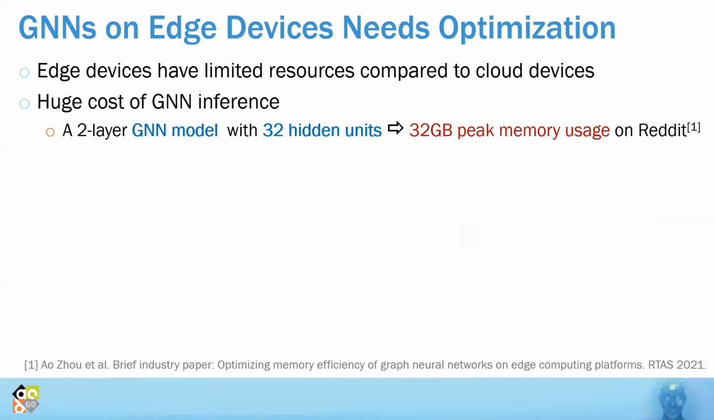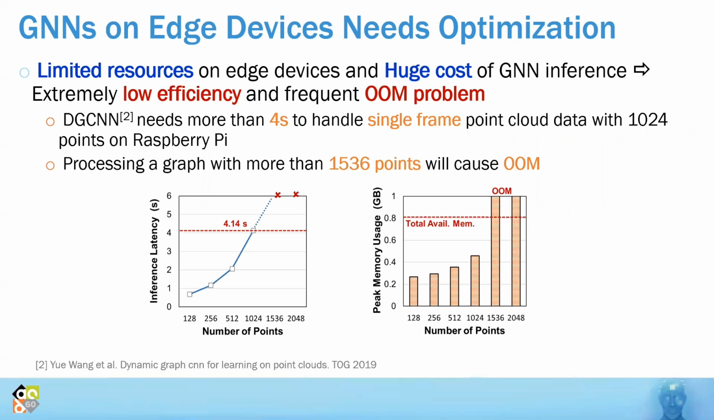Moreover, GNN computing has both characteristics of graph computing and neural network computing, resulting in high computing overhead. For example, a two-layer GNN model with only 32 hidden units reaches a peak memory usage of 32 GB on the Reddit dataset, which is intolerable for resource-constrained edge devices. The limited resources on edge devices and huge inference costs lead to low computing efficiency and frequent out-of-memory problems when GNN is deployed on edge devices, limiting their potential to handle real-world edge applications.